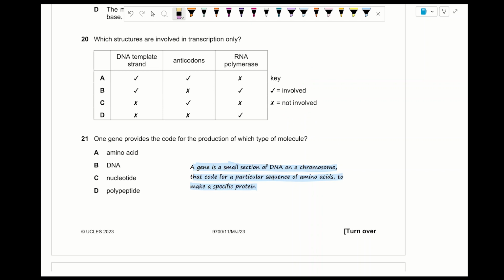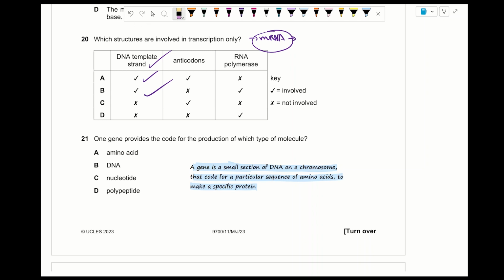Question number 20. Which structures are involved in transcription only? So, transcription is the process of forming the mRNA molecule. Now, DNA template strand. This is correct. The DNA template strand is needed to form the mRNA molecule by the RNA polymerase aligning the RNA nucleotides together, forming the mature mRNA. Therefore, this is correct. Now, anticodons.